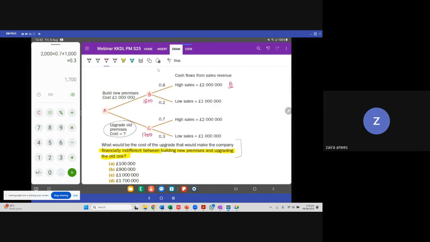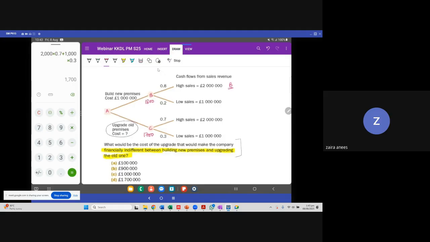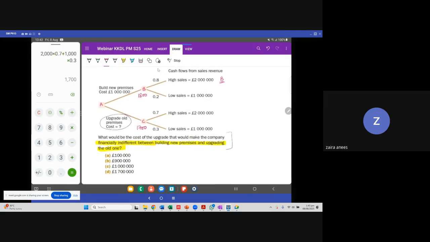1700, right? Okay. The question is actually asking what would be the cost of the upgradation at this point, that would make the company financially indifferent between building a new premises and upgrading the older one. So we are trying to get an option where both decisions will have the same value, right? So let's try to move for this one first.